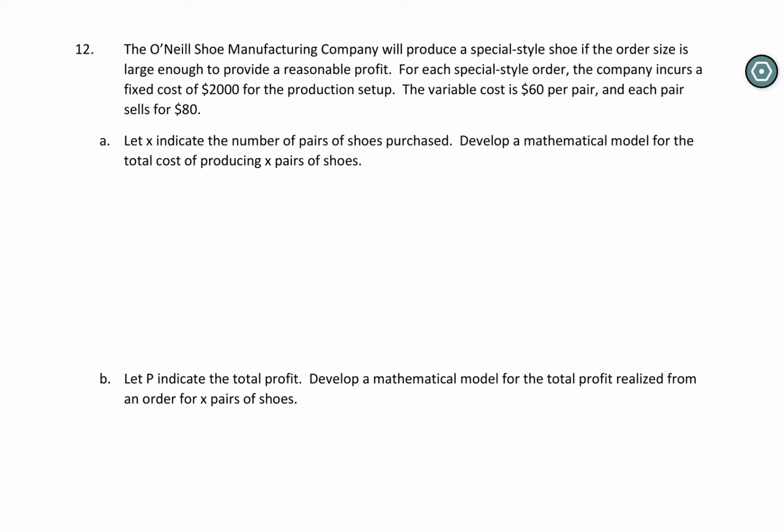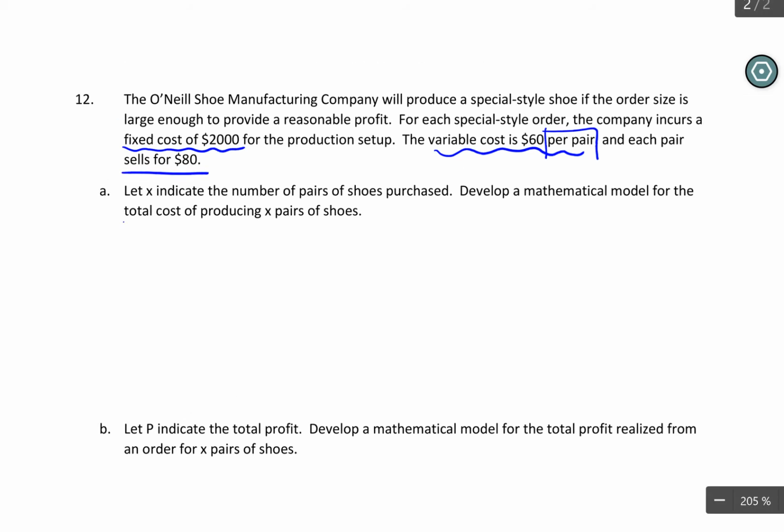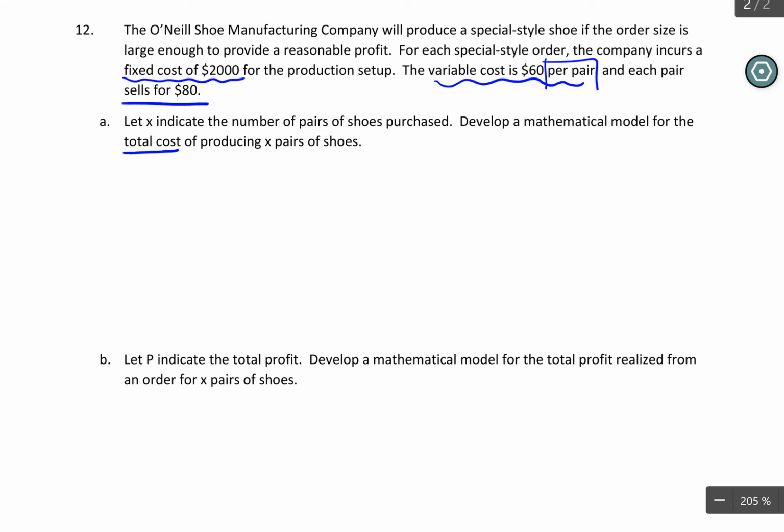We're told that for each special style order, the company has a fixed cost of $2,000, a variable cost of $60 per pair of shoes, and each pair sells for $80. So in part A, we are going to let the variable X indicate the number of pairs of shoes sold. We need to develop a model for the total cost of producing X pairs of shoes. So we need to figure out the total cost.